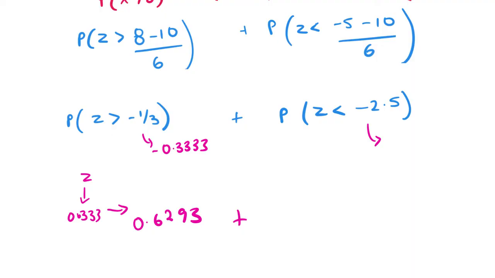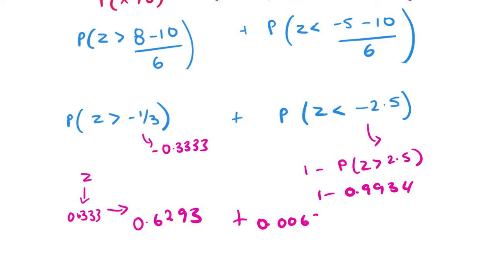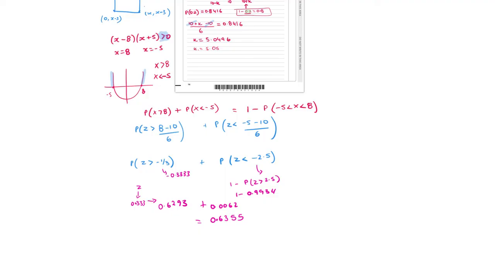Perfect, so we need to add that to, now minus 2.5. This is the same as finding the probability of 1 minus z is greater than positive 2.5. What is the positive 2.5? If I have a look down, 2.5 is 0.9934. So 1 minus 0.9934, I get 0.0062. Add them together, 0.6355. 8 marks. Absolutely lovely. And here's all the working out.